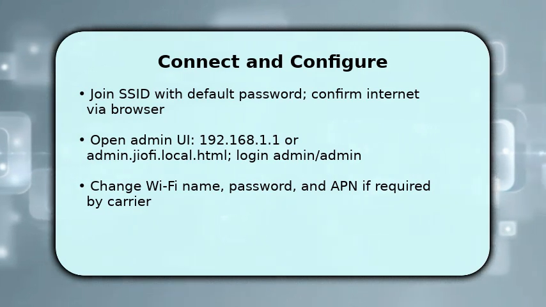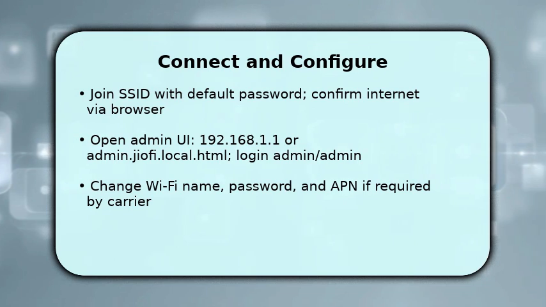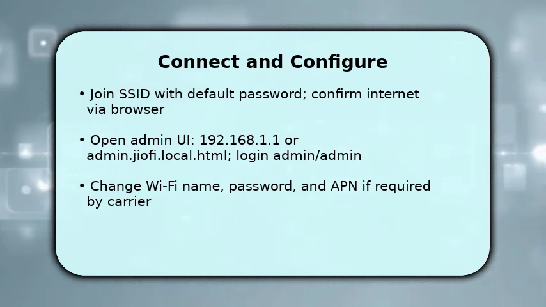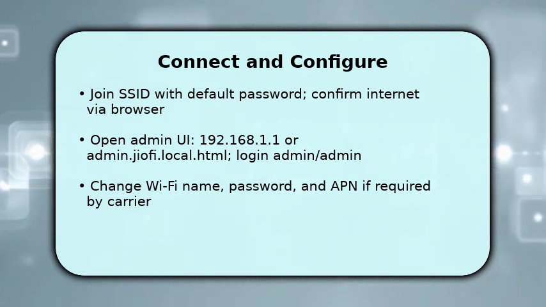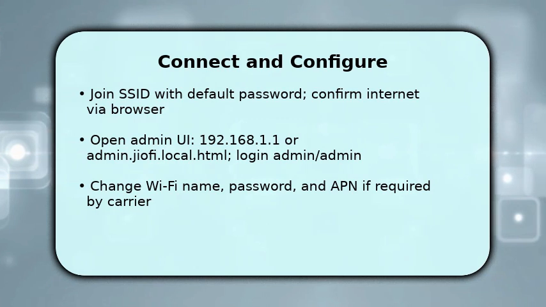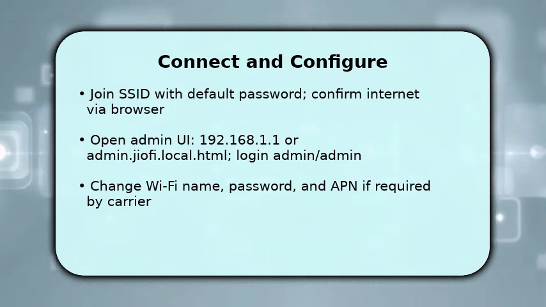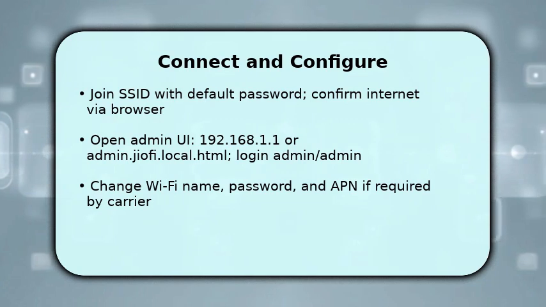Configure the APN only if your plan needs it, otherwise leave defaults. Adjust DHCP lease time and channel selection to reduce congestion, and enable band selection if your model supports 5 GHz. Once settings are saved, reboot the device to apply changes.